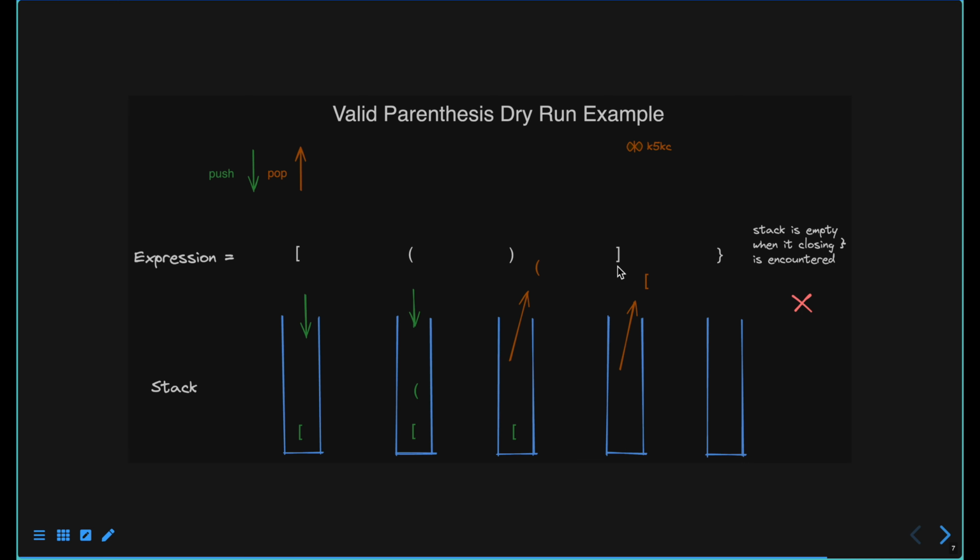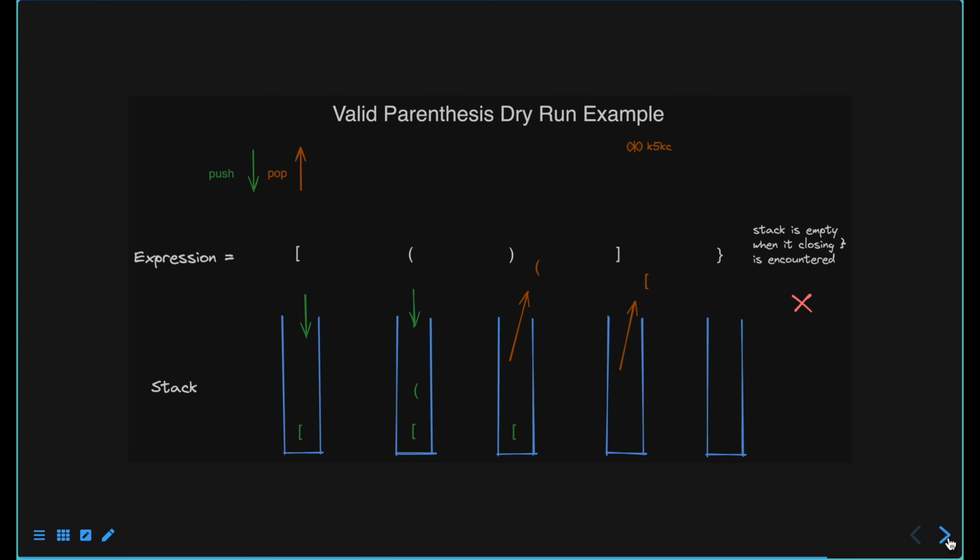Then we have a close square bracket, and we again pop out from the stack and see that the popped out character is the open square bracket, so they again match. And finally we have the last character, which is the closing brace. But we don't have anything in the stack now. That means we will have a stack underflow exception, and that means the string is not valid.